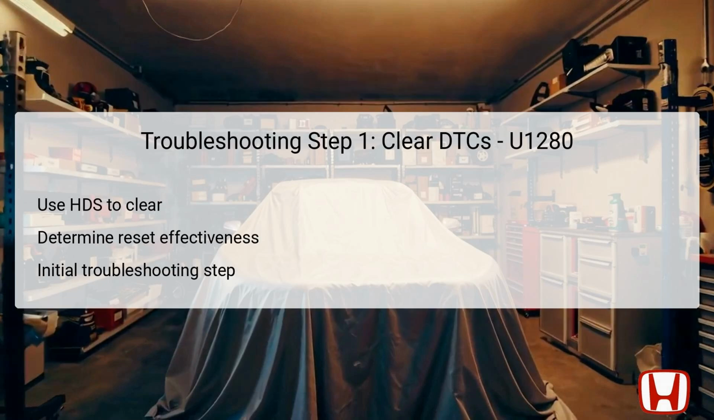The first step in troubleshooting DTC U1280 is to clear the DTCs using the Honda Diagnostic System, HDS. This process resets the engine control module and clears any stored DTCs, providing a clean slate for further diagnostics. After completing this, it's essential to assess whether the DTC reappears, which indicates persistent issues that need addressing.